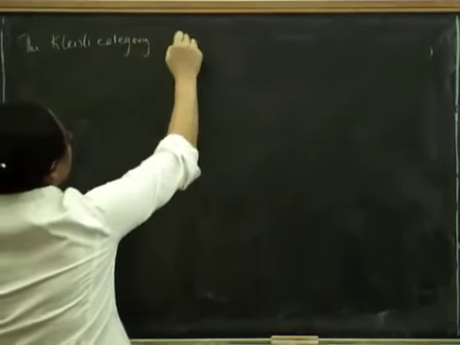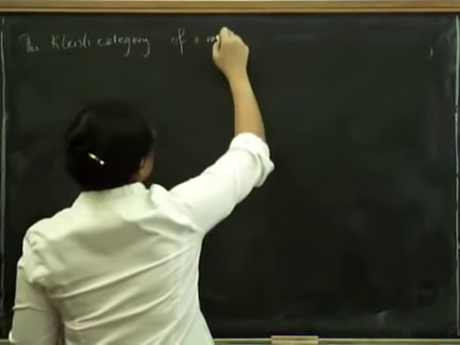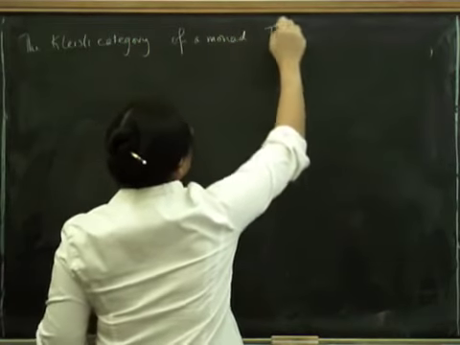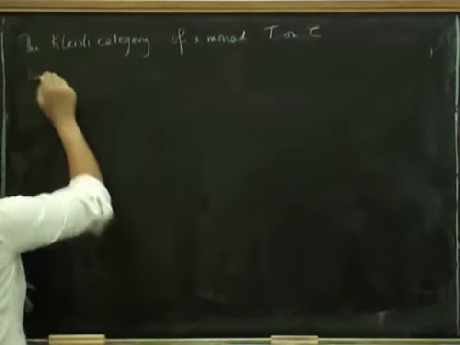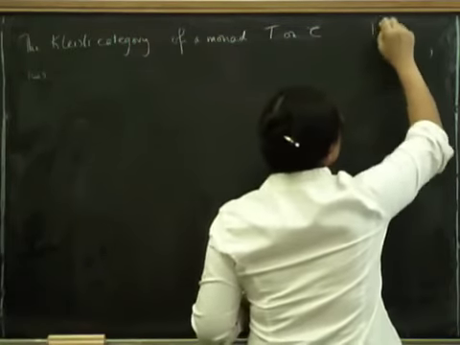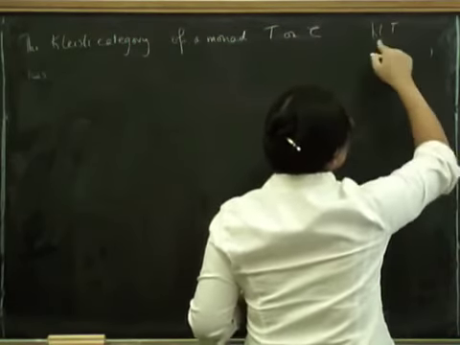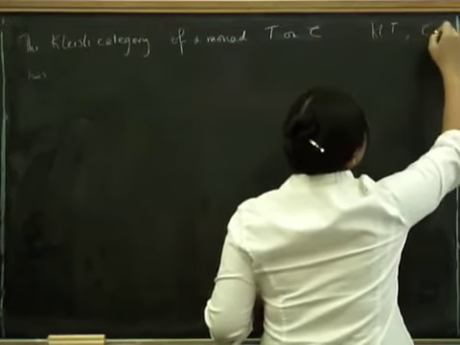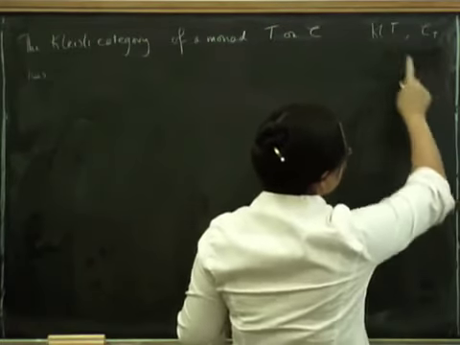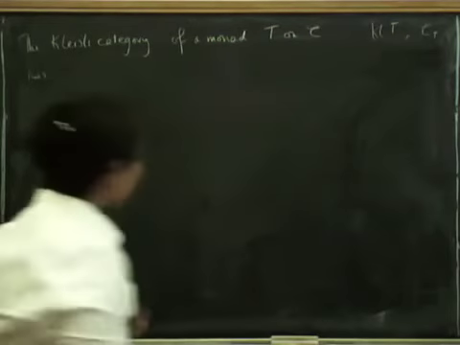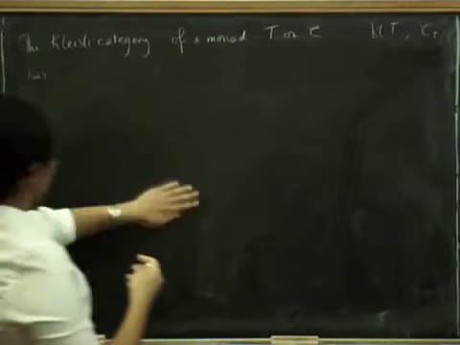The Kleisli category of a monad T on C — by the way, this category is sometimes called Kl T, that's K-L, and it's also sometimes written C sub T. Remember last time we had the Eilenberg-Moore category, which was the upper T, and this will be the lower T. It's kind of the dual situation and very, very related.